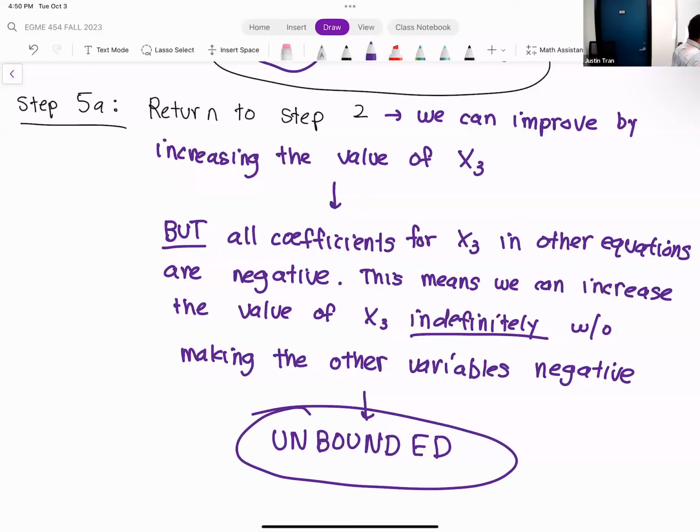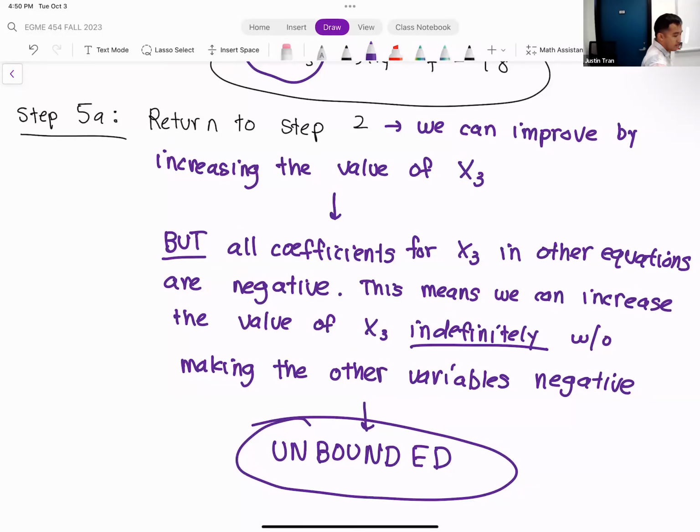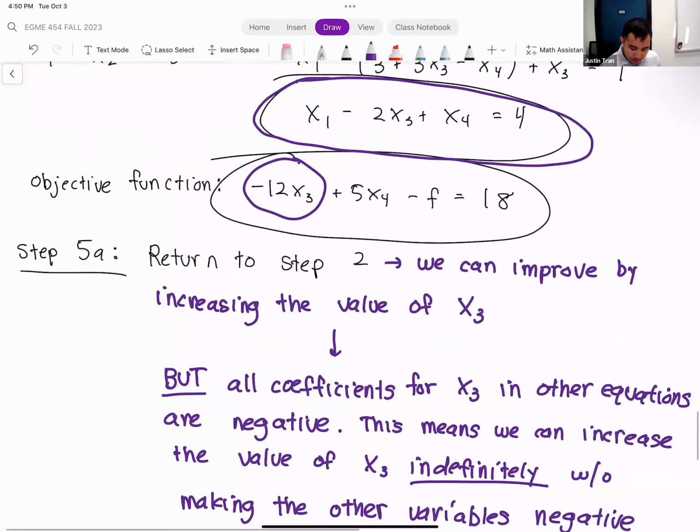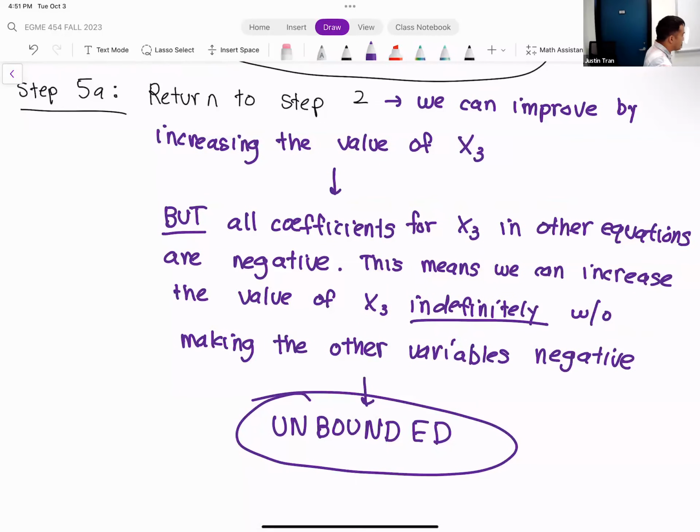It's unbounded in the sense that we can improve the objective function unboundedly without violating the constraints. Okay. And so this is kind of a special situation. This doesn't happen that often. It only happens in some very niche situations, but it's important to recognize when it does. You want to look for cases where all the coefficients for that same variable are negative, then you have an unbounded solution. Okay. All right, any questions on that?